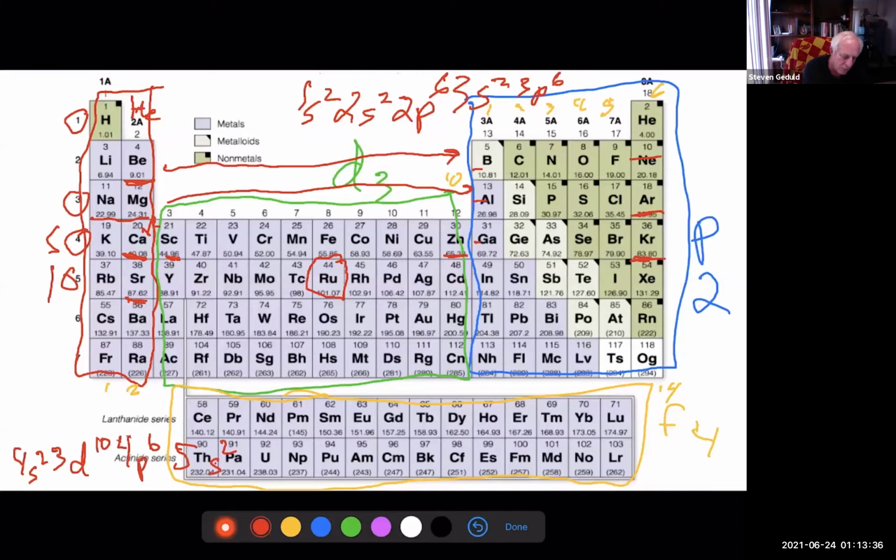And then we have 4D. Remember the D started with 3. This was the 3 columns for the D's. This is the 4. So D1, 2, 3, 4, 5, 6. 4D6. That's the electron configuration.